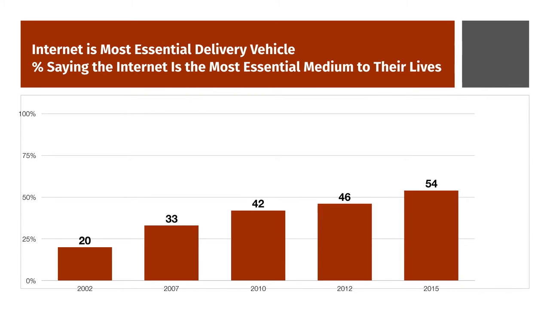But here's the people who say the internet is the most important thing in their lives. Not medium, let's be clear. Most important medium, the way that they get messages. Well, that's pretty sizable growth, isn't it? We're seeing a nice jump of about 3 to 5 points a year where people are saying, yeah, it's not radio, it's not TV, it's the internet. The internet is the most important way people get news, information, entertainment.